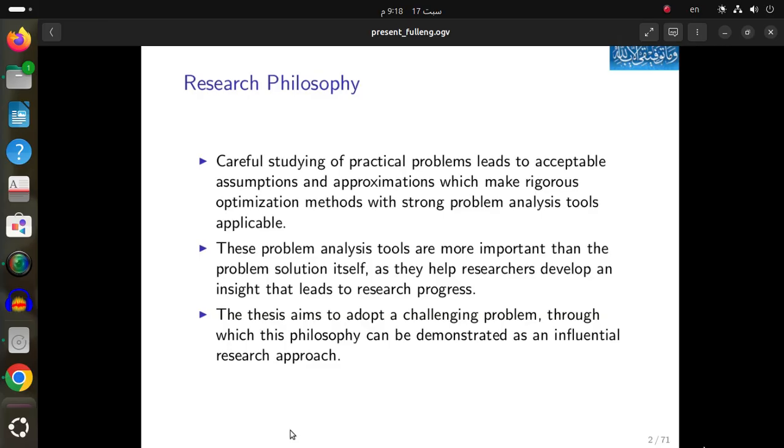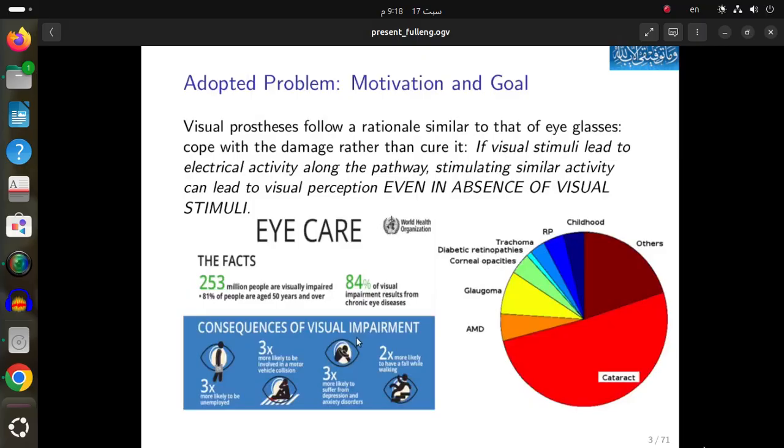We adopt this second school of thought, as we believe it helps in gaining insight and in promoting knowledge. To demonstrate our point of view, we decided to adopt the problem of cortical visual prosthesis design because it is a challenging problem. Of course, visual impairment is a very important research field. Trying to help visually impaired people is very important, because visual impairment greatly affects the life of the patients.